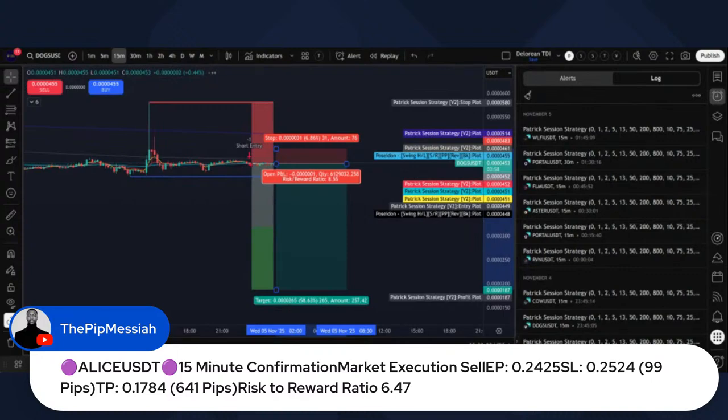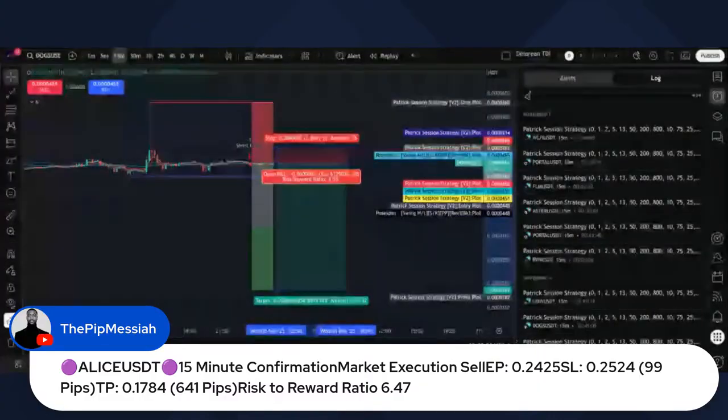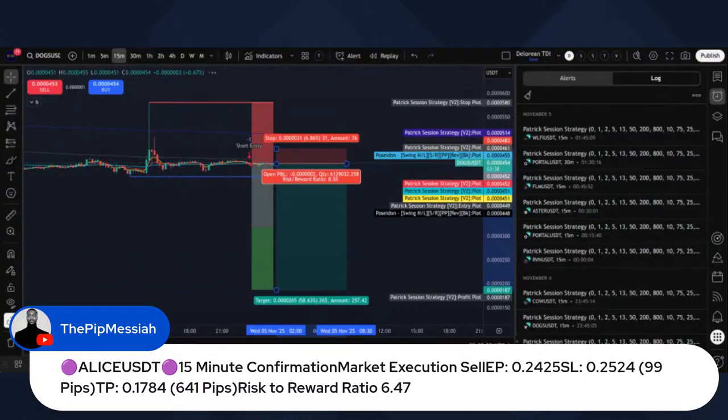Risk is 8.55. Entry is 452. Stop is 483. 31 pips. Take profit is 187. It's 265 pips.